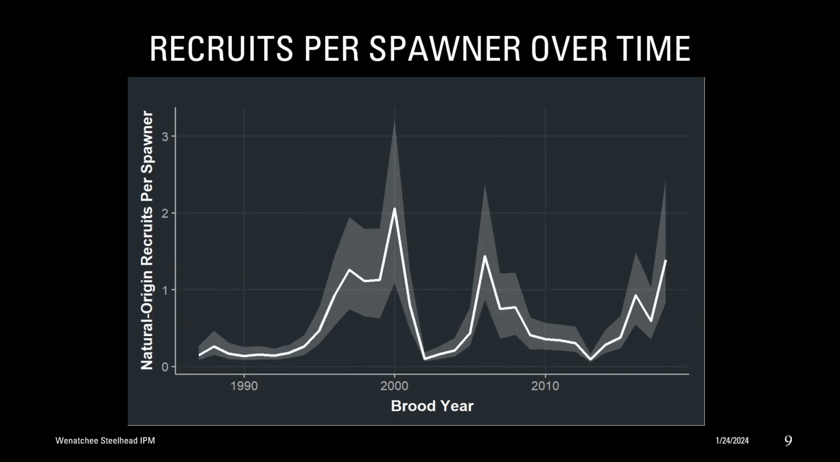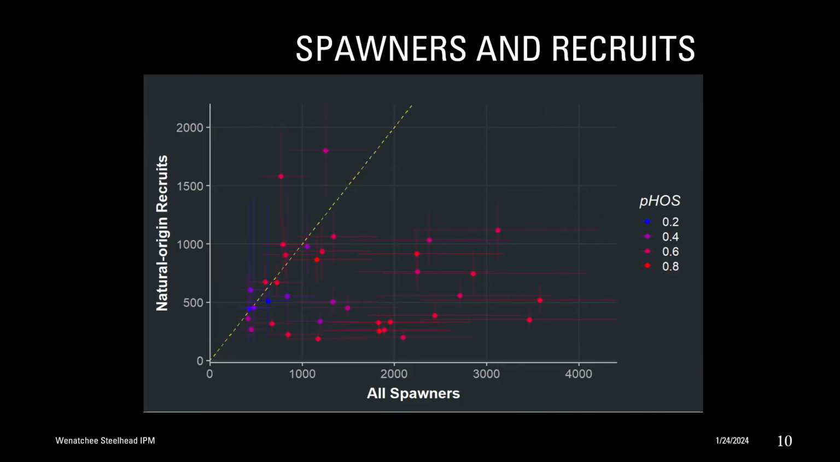This plot is the number of natural-born recruits from each brood year divided by the number of spawners that produce them. We would ideally like to see an average of at least 1 recruit per spawner, which is called the replacement line. That's the point at which each spawner is likely to replace itself with at least 1 offspring in the next generation. Unfortunately, we're below that threshold most of the time. To approach this mathematically, we can plot the number of spawners in each brood year against the number of recruits.